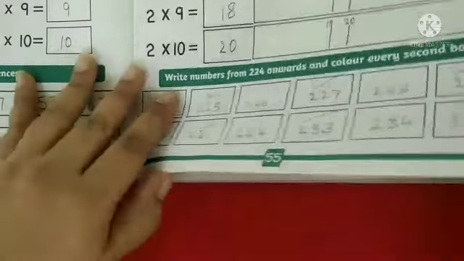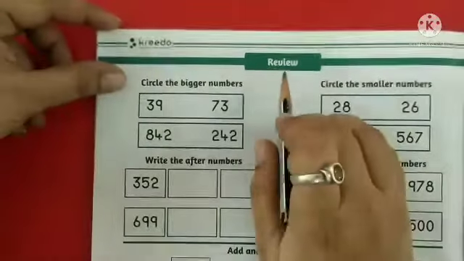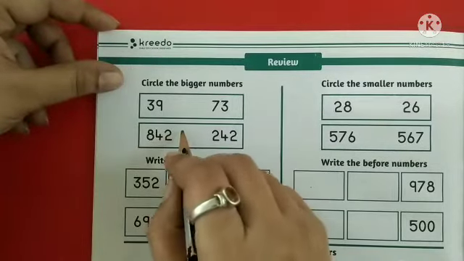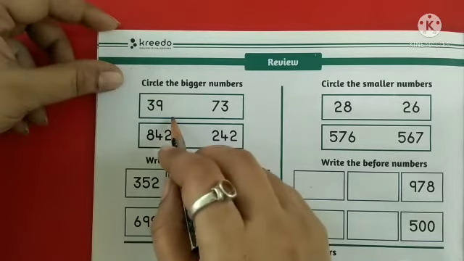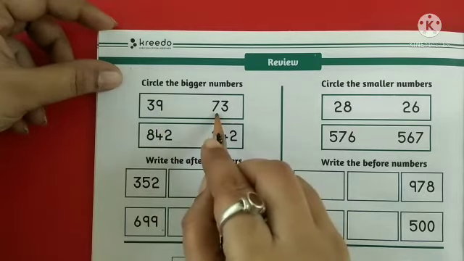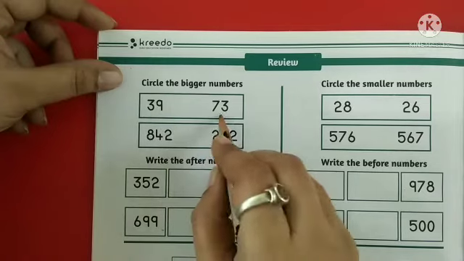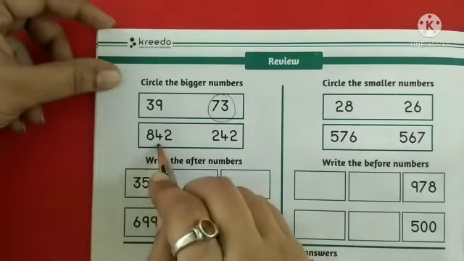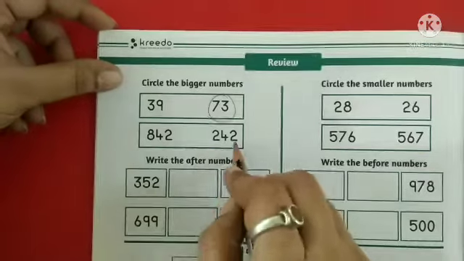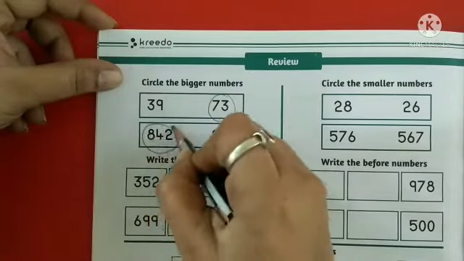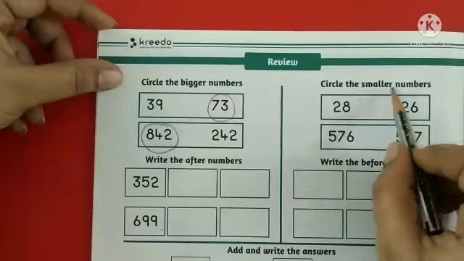Move to next main. Page number 60. In page number 60, we have review. Here, circle the bigger numbers. Here, they have given two numbers. Compare and circle which one is bigger. In the first box, they have given 39 and 73. When we compare 39 and 73, 73 is the bigger number. Circle number 73. Next, in the second box, they have given 842, 242. When we compare these two numbers, 842 is the bigger number. Circle 842.